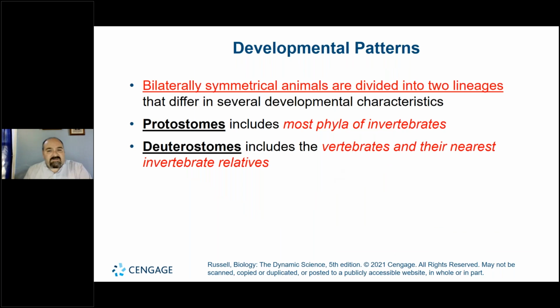Now, these terms, coming back to developmental patterns. Bilaterally symmetrical animals are divided into two lineages: protostomes and deuterostomes. Protostomes include most phyla of invertebrates, animals with no vertebra, no spine. Vertebrates and their nearest invertebrate relatives would be considered deuterostomes.